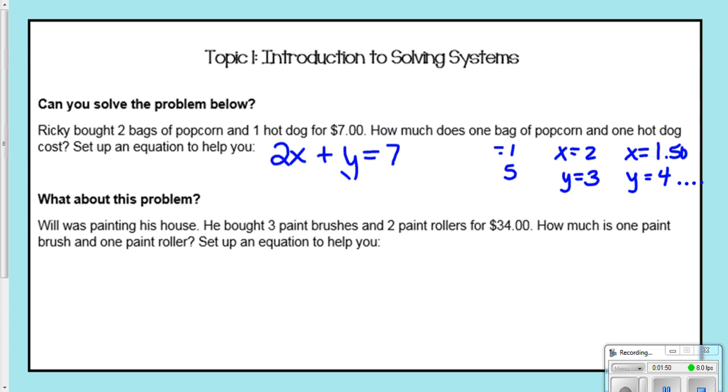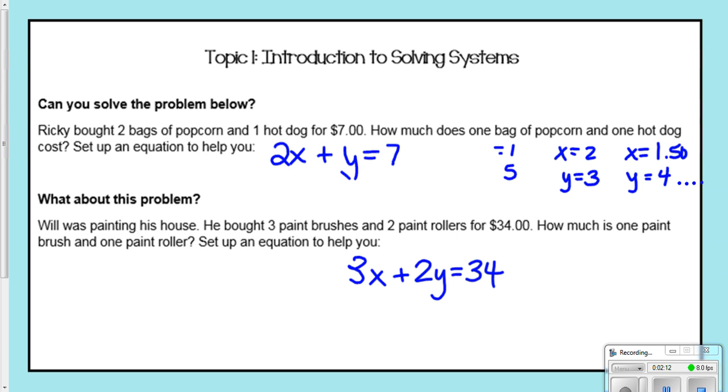Will was painting his house. He bought 3 paintbrushes and 2 paint rollers for $34. How much is 1 paintbrush and 1 paint roller? So again, 3 paintbrushes, so 3x, plus 2 paint rollers, 2y, equals $34. Can I figure out how much x is and how much y is? Well, no. Again, I've got 2 variables here, so there's an infinite number of answers.